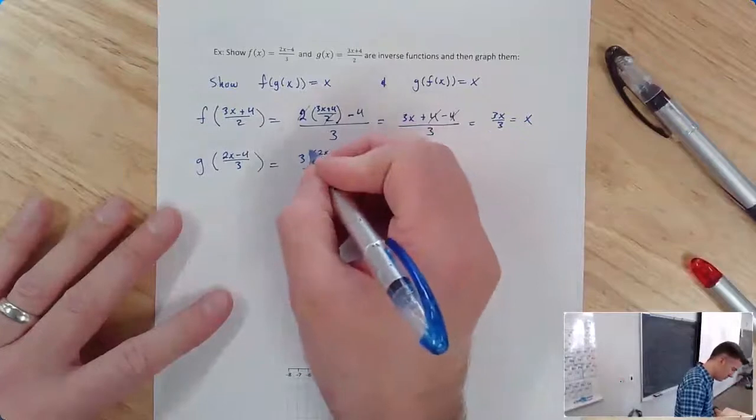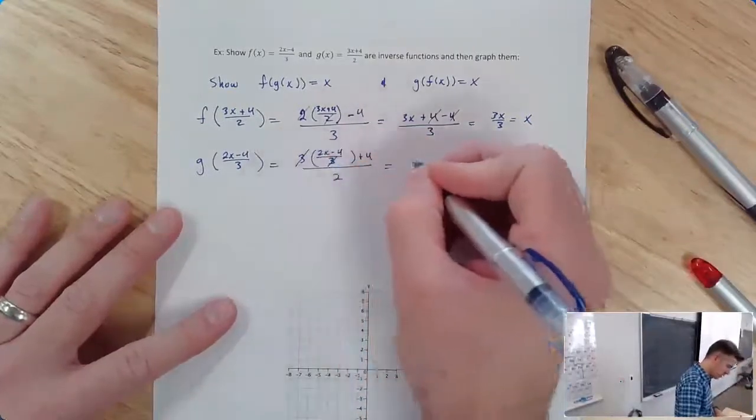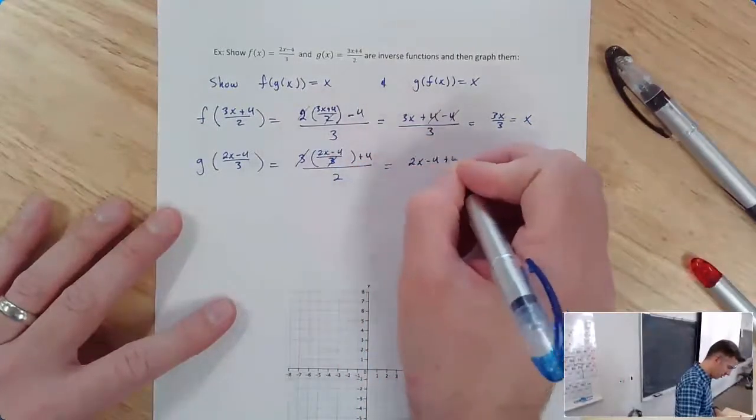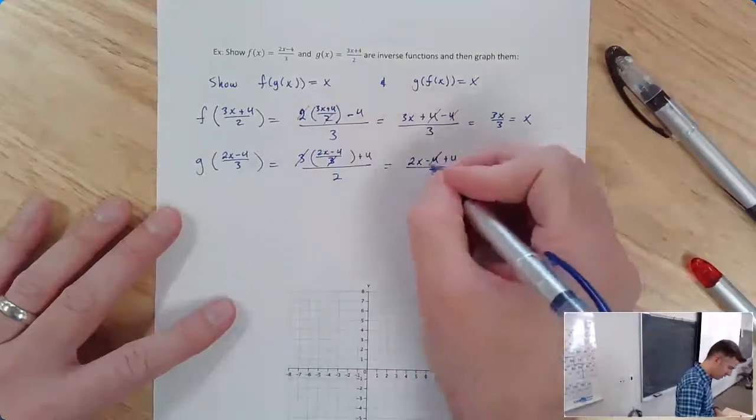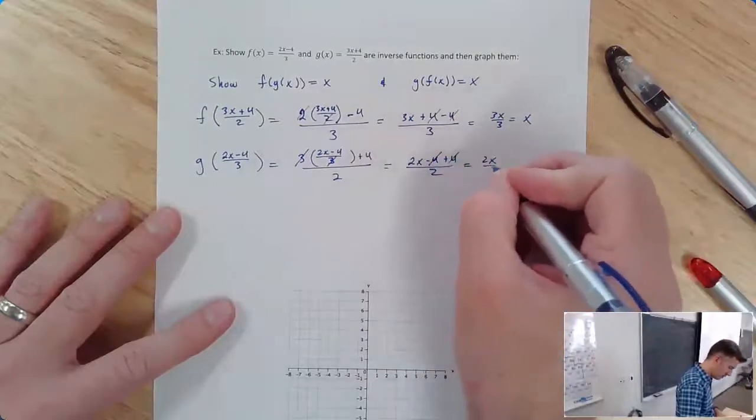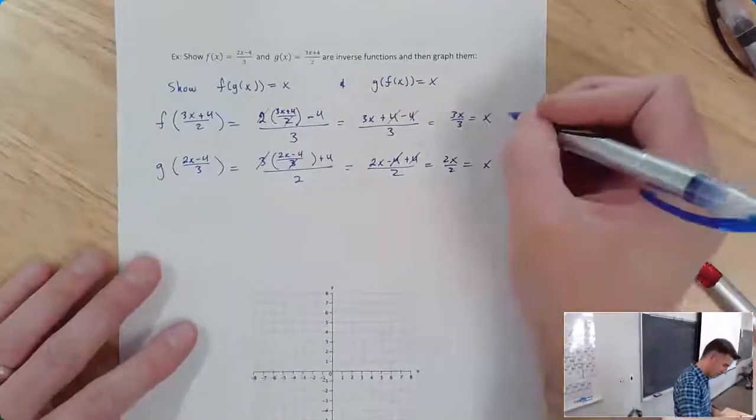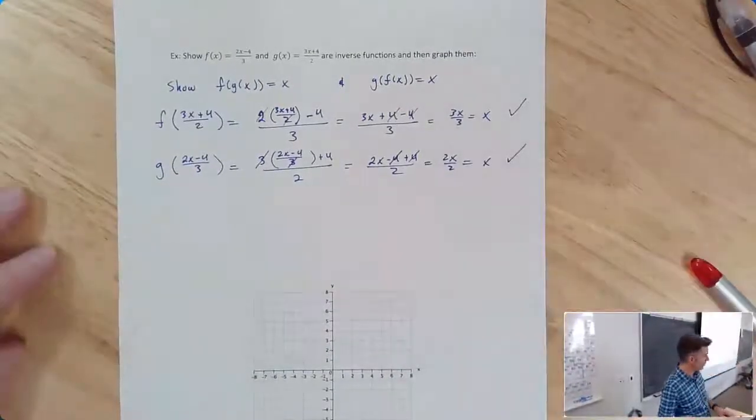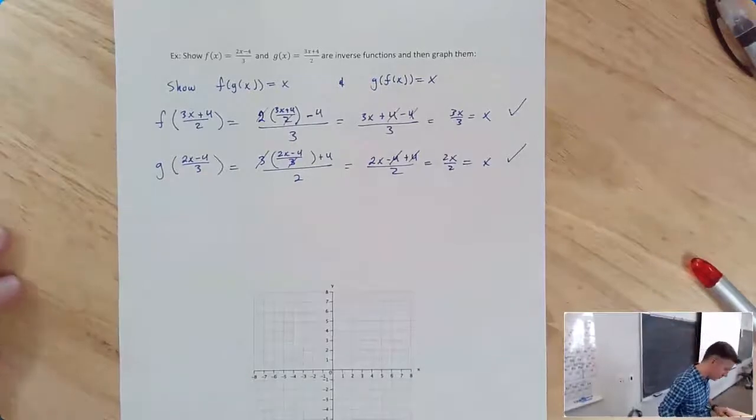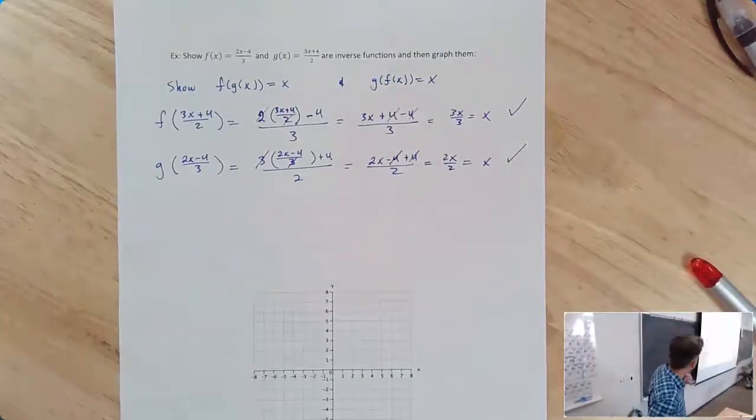So then we divide 3 by 3 and get 1. We're left with (2x minus 4 plus 4) over 2. And then the 4's cancel. We've got 2x over 2. And then we've got x. So great. Things check out. They are inverse functions. We have shown it. Now let's graph them.